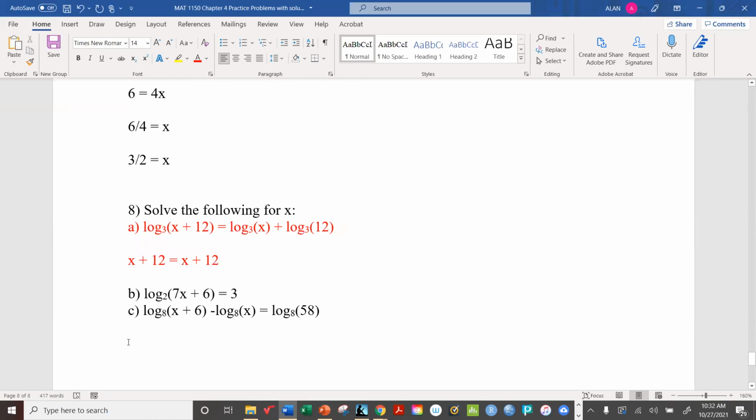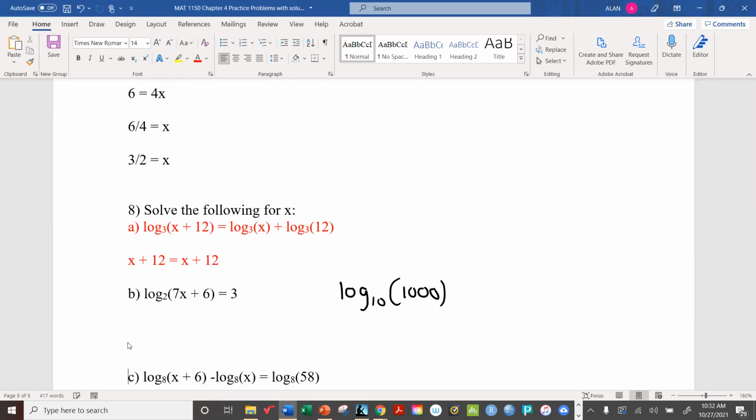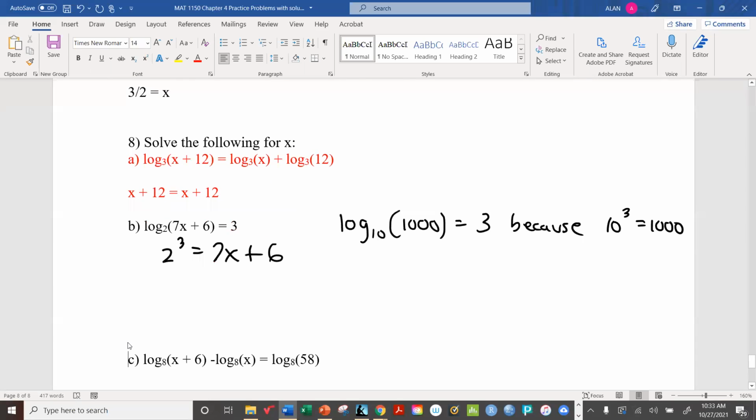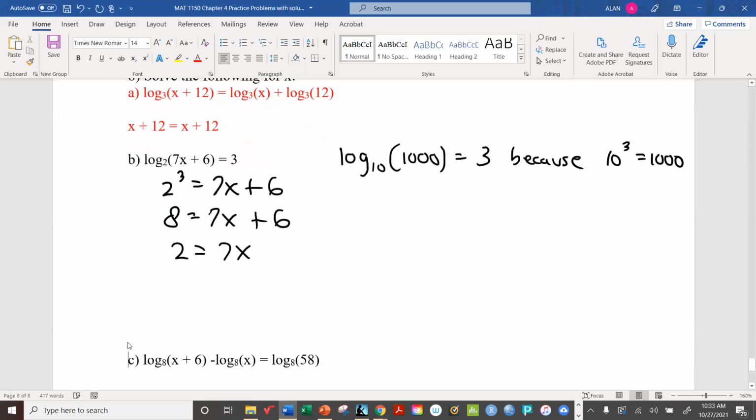All right, let's try this one. Now this one, we're actually going to use the definition of logs. If you've forgotten, remember our favorite example. So I'm going to rewrite this as 2 cubed is 7x plus 6. And so therefore 8 equals 7x plus 6. 2 is 7x. And then finally 2/7 is the final answer.